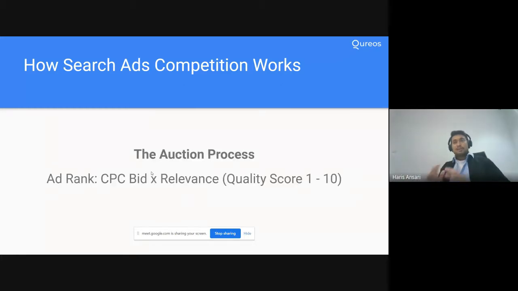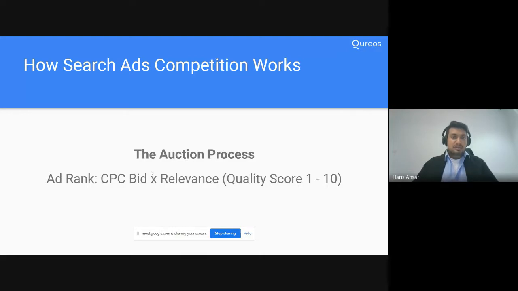So keeping that in mind, Google has built a process of ranking all the ads. If 3 or 4 competitors are bidding for the same keywords, there's a process by which Google decides which ad is going to be in the first position, which in the second position, and third and fourth, and so forth.